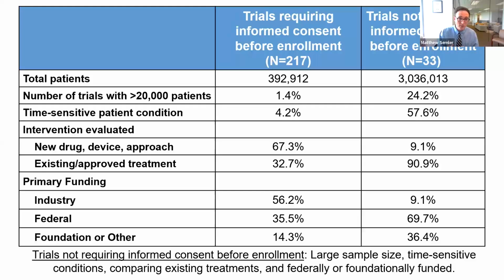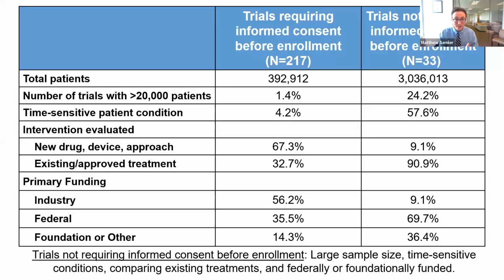Trials that required informed consent prior to enrollment were much more likely to be evaluating a new drug or a new device in the pre-approval space, whereas among trials that did not require informed consent for enrollment, more than 90% were comparing approved treatments, comparing the effectiveness of treatments that were already in practice and that patients would already be receiving outside of the conduct of research. As you might expect, trials requiring informed consent that were evaluating these new drugs or devices were more likely to be funded by industry, whereas trials that were not requiring informed consent prior to enrollment were more likely to be federally funded or foundationally funded.